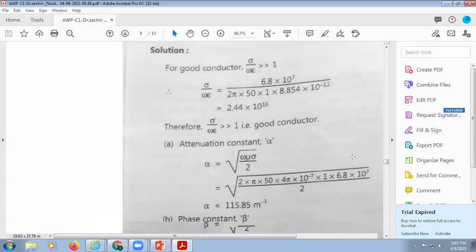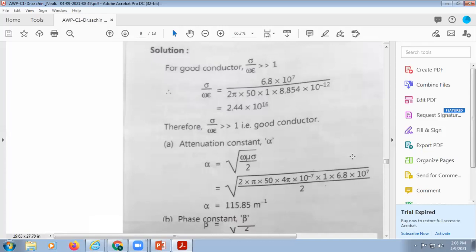So we remember the formula will be changed. It totally depends upon focusing on which thing. So here the conductivity, or the sigma, we are interested in. So alpha will be related to that conductivity. So root of omega mu conductivity divided by 2. So 2 pi into 50 into 4 pi into 10 to the power minus 7, 1 into 6.8 into 10 to the 7 divided by 2. Alpha will be 115.8. Okay, that is nothing but per meter.